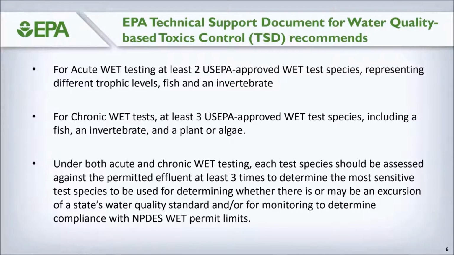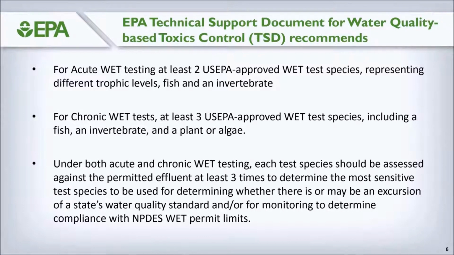In the agency's technical support document for water quality-based toxics control, often referred to as the TSD, EPA recommends that for acute testing, which is pretty much lethality testing, testing is done with 2 U.S. EPA-approved WET test species representing different trophic levels, such as a fish and an invertebrate. And then for chronic or sublethal effects, such as growth, survival, and reproduction, EPA should test at least 3 U.S. EPA-approved WET test species, including a fish, an invertebrate, and a plant or an algae. And then under both the acute and the chronic WET testing, each species should be assessed against a permitted effluent at least 3 times to determine the most sensitive.